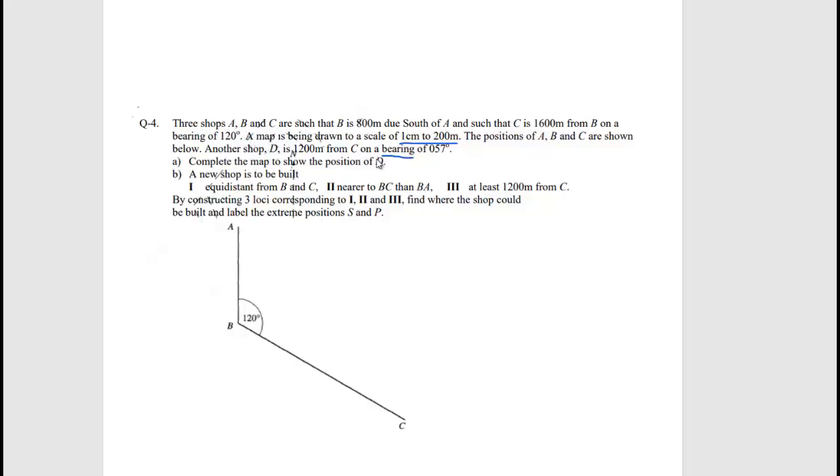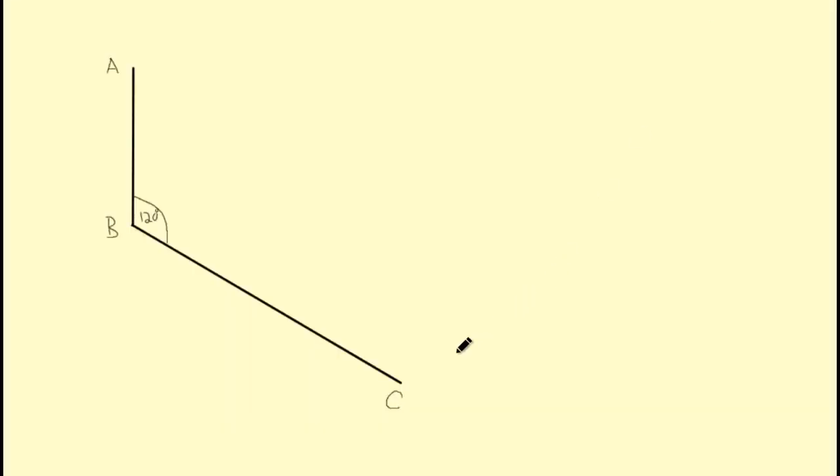So it is better to draw the bearing first, 57 degree, and then we will achieve the line which has 57 degree bearing from point C. So to find the bearing of 57 degree from point C, we have to draw a north line at point C first.